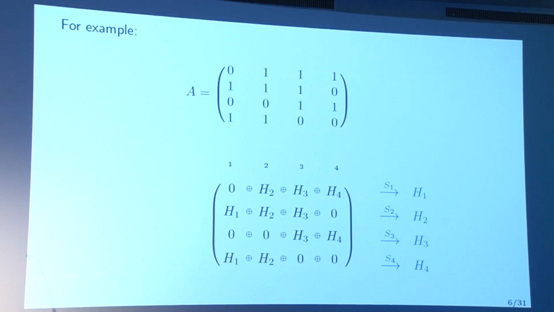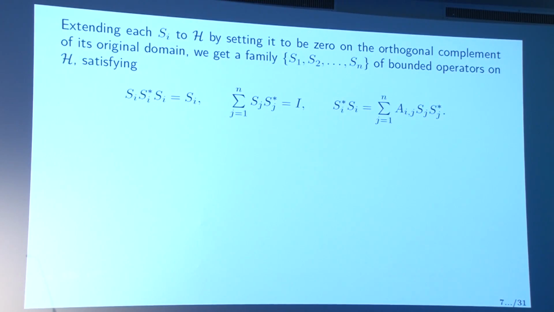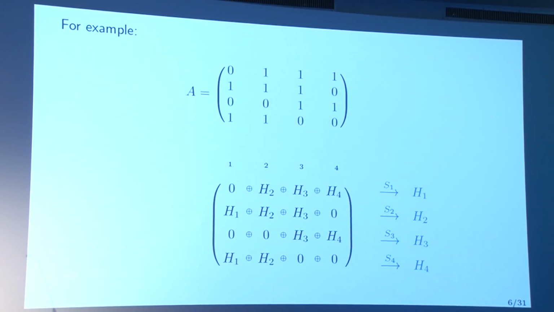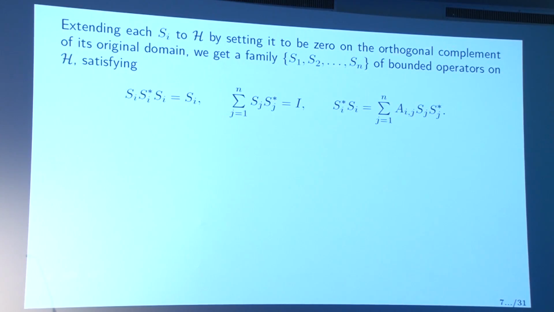So we get 4 operators. Now, those S_i's are only defined on the sum, but if we extend them to be 0 on the orthogonal complement, we get operators which are defined on the whole space. And so we get a family of bounded operators on our original space satisfying these relations. These are algebraic relations which are satisfied by these operators.